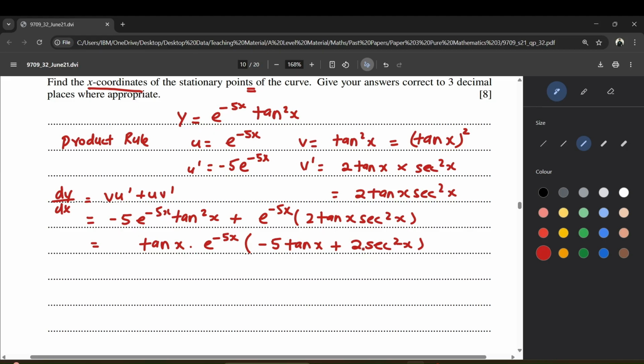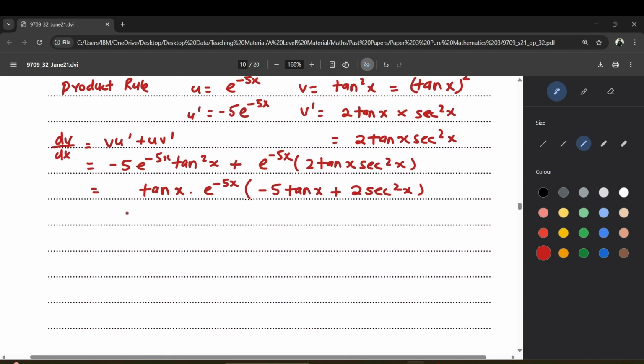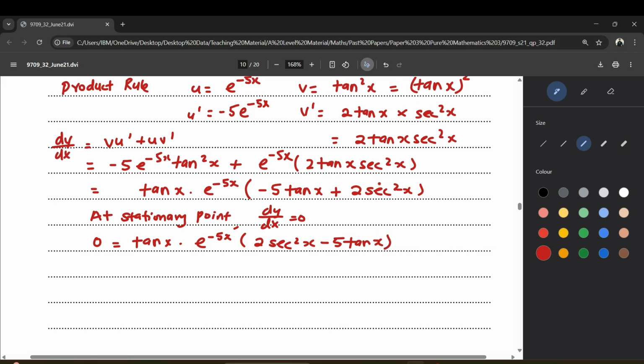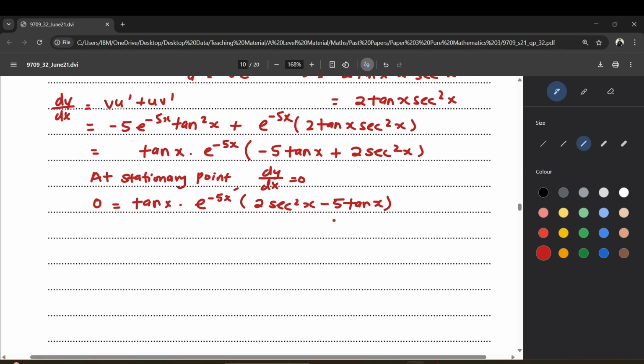Okay, all right. Now that we have expressed this in factorized form, now we can say that at stationary points, dy/dx is equal to 0. So we can say that 0 equals tan x e to the power minus 5x and 2 sec squared x minus 5 tan x, right? So I just wrote this in the first place.